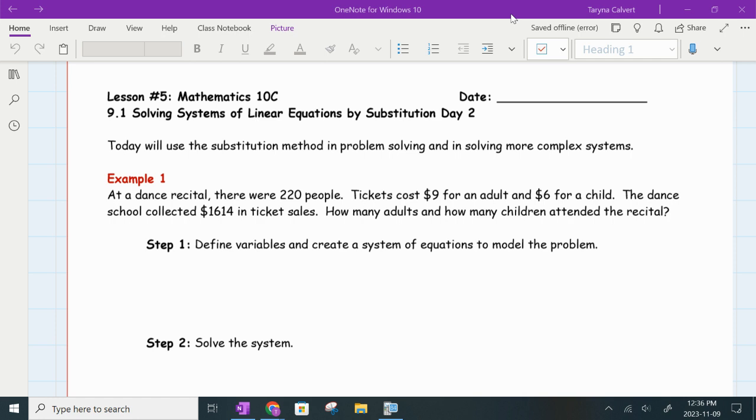So you guys will see that a lot of the word problems are very similar in how we set them up. Okay. So here it just says at a dance recital, there's 220 people. Tickets cost $9 for adults and $6 for a child. The dance school collected $1,614 in ticket sales. How many adults and how many children attended the recital? So again, we're setting this up from scratch, so we have to write equations.